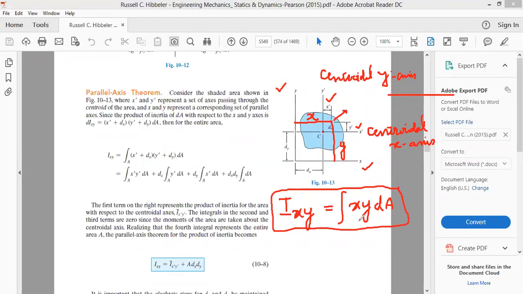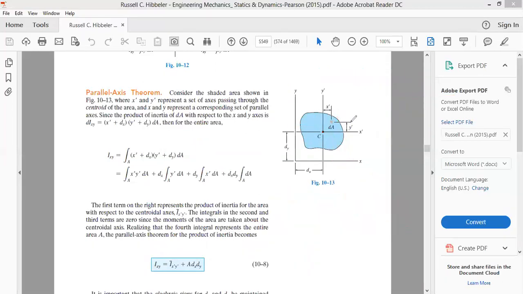I'm again repeating, the product of inertia is a property of the area. Let's suppose we have some geometrical area lying in the xy coordinate system, and we select a small area element dA such that its centroid is at a distance y from the x-axis and at a distance x from the y-axis. Then the product of inertia Ixy is defined as the integral of x into y dA.